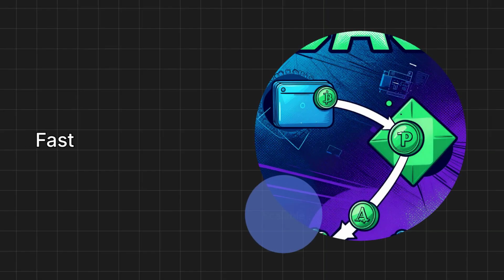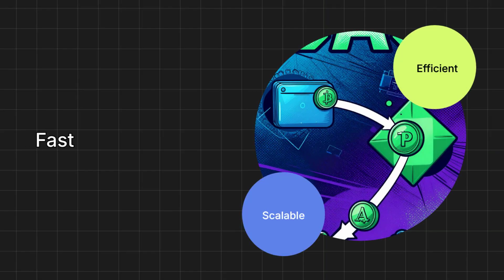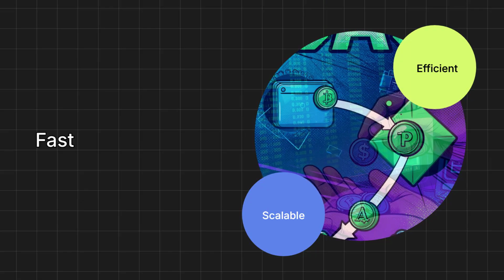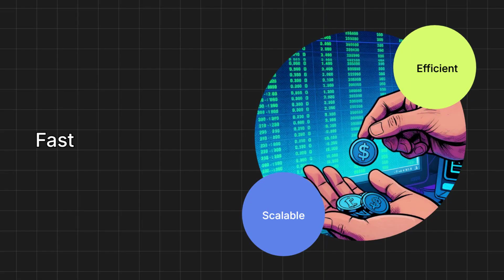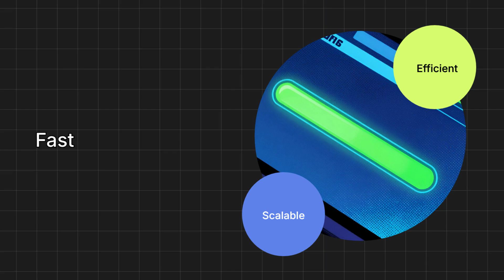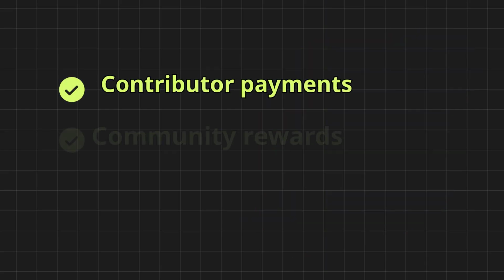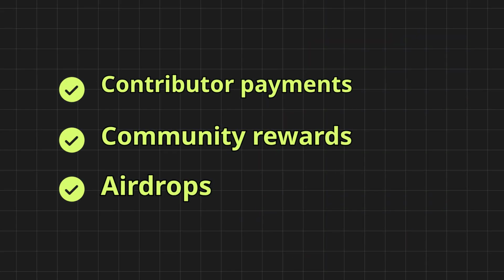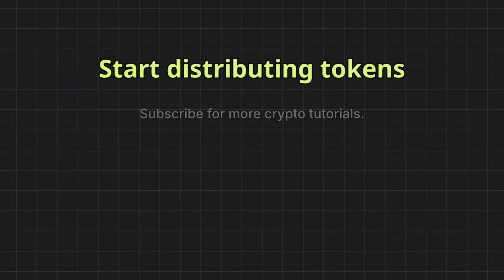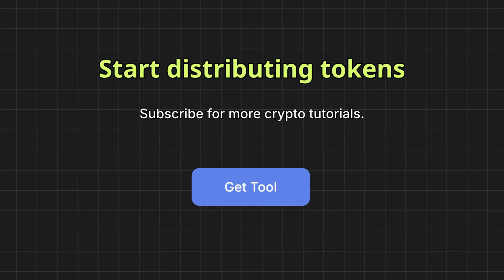Using a multisender helps DAOs save time, reduce errors, and scale token distributions efficiently. Instead of sending transactions one by one, everything is handled in a streamlined process. This is ideal for contributor payments, community rewards, airdrops, governance incentives. And that's how DAOs can distribute tokens to members efficiently.